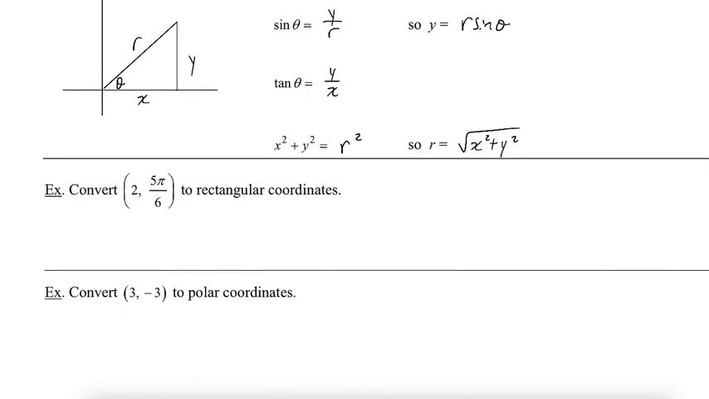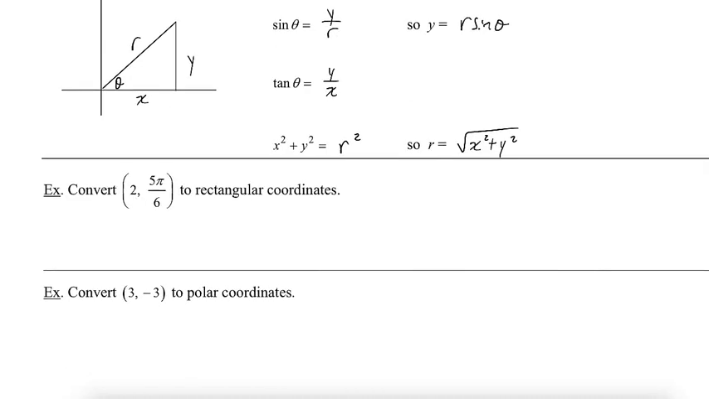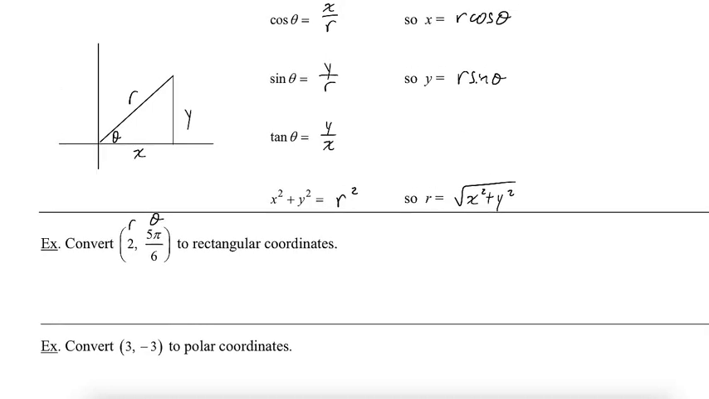So convert 2 and 5 pi over 6 to rectangular. So that means this is a radius and an angle. And just like we talked about, x is equal to r cosine. So all I need to do for my x is say, hey, this is 2 cosine 5 pi over 6. And y equals r sine, so 2 sine 5 pi over 6. If you did physics, you probably did r sine, r cosine in your projectile motion formulas, if you remember that. If you don't, it's no big deal. We're doing it now.